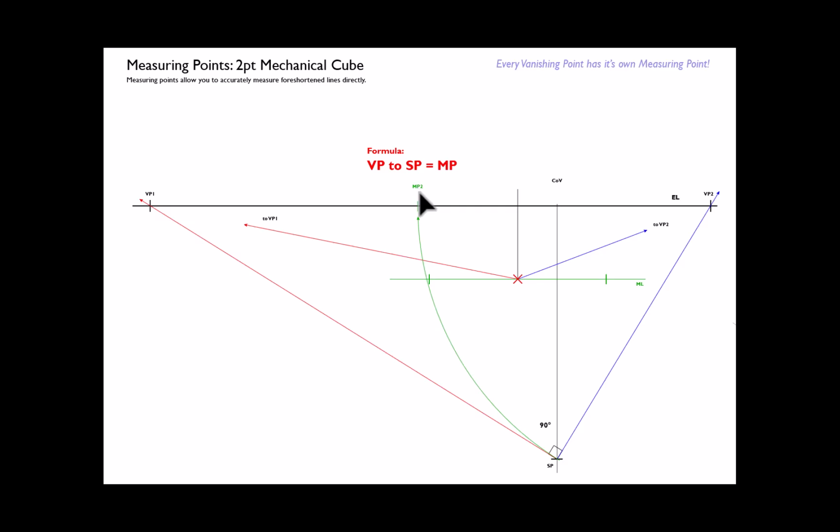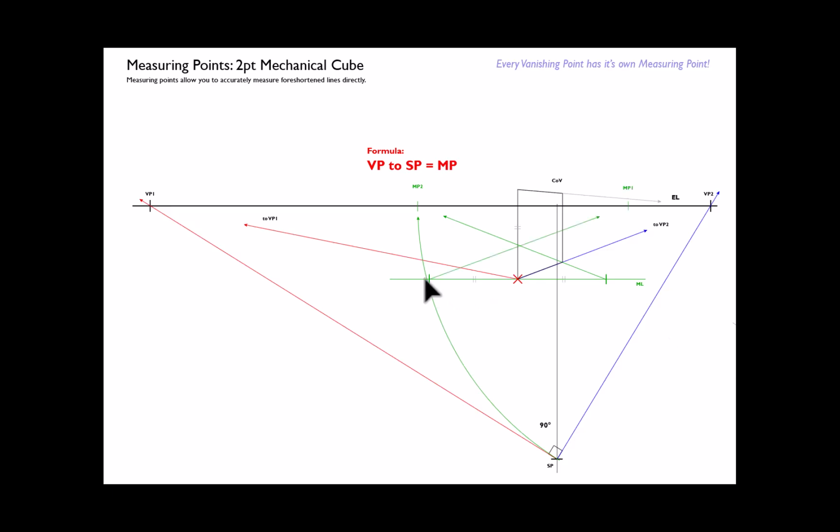Now measuring point 2 is the perfect spot, and I can explain how it works later, where it will cut off this line at the proper depth. So this is the actual length, the actual distance of the cube, but we have to foreshorten it onto this line, and we're going to do it using measuring point 2. So if you do this and you draw from here to measuring point 2, it'll cut off this line at exactly the right distance, and then you can draw one side of the cube.